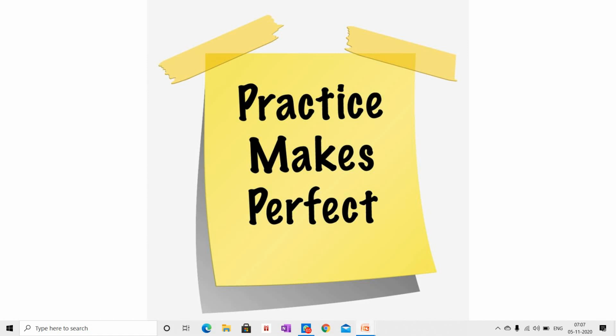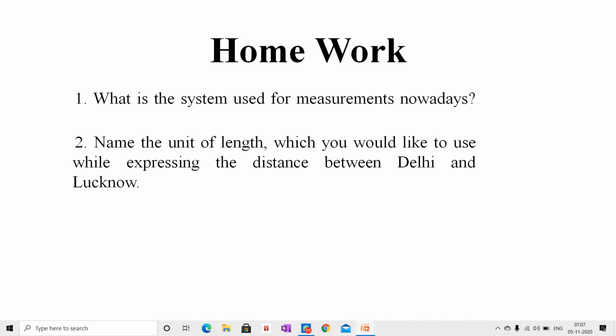Practice makes perfect. Students, these are some homework questions that you need to solve at your home. I hope that you will solve these questions correctly.